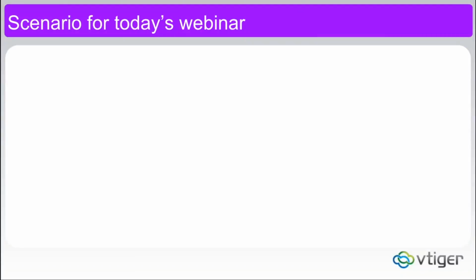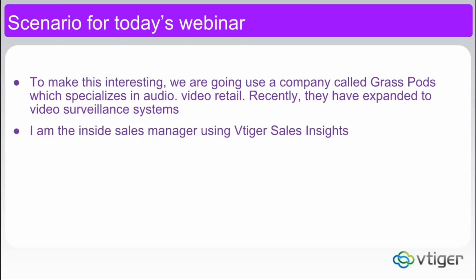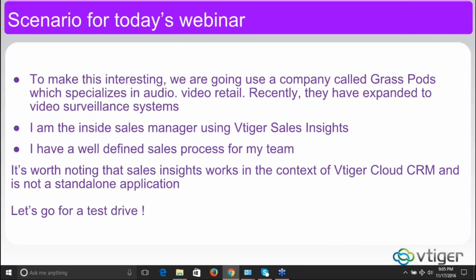So let's look at the scenario for today's webinar. To make it interesting, we're going to use a company called GrassPods, which specializes in audio-video retail. Recently, they have expanded to video surveillance systems. I'm the Inside Sales Manager using Vtiger Sales Insights. I have a well-defined sales process for my team at GrassPods. It's also worth noting that Sales Insights works in the context of Vtiger Cloud CRM, and it is not a standalone application. Having said that, let's go for a test drive.